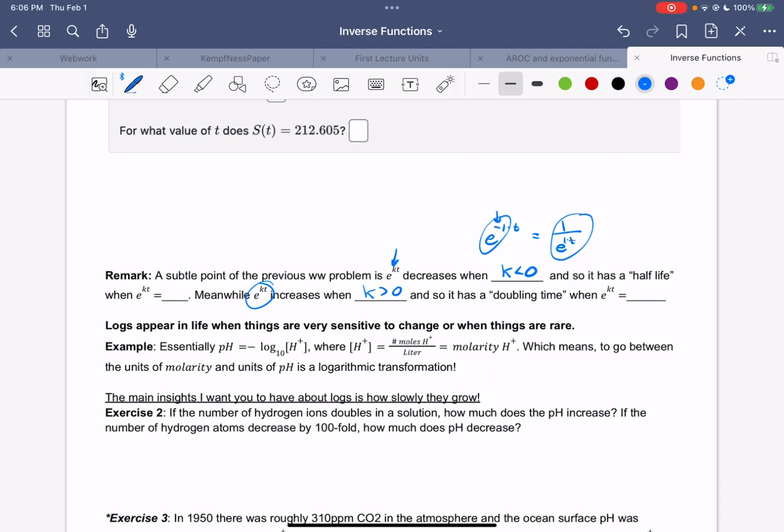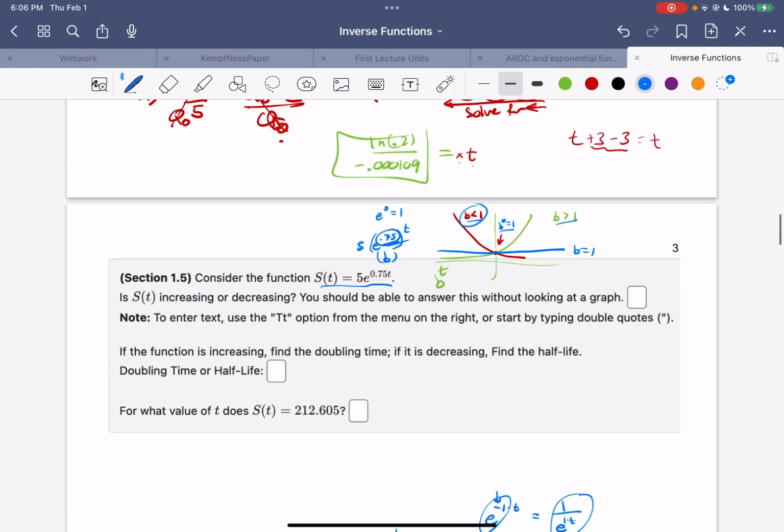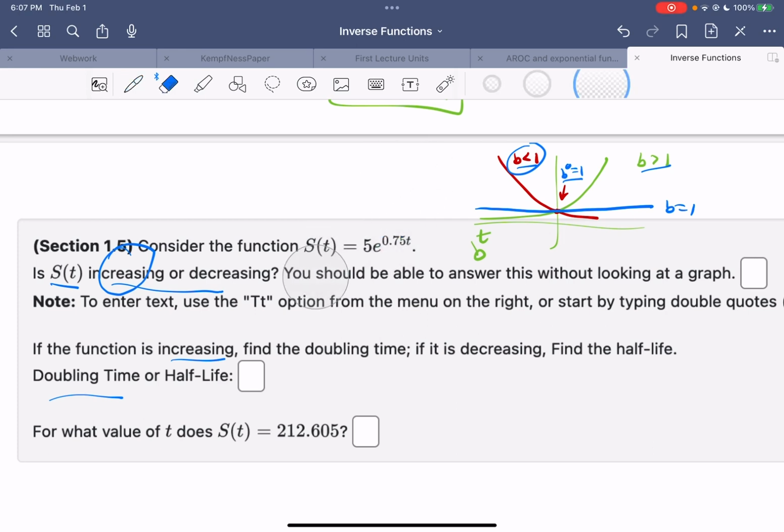So, there's this, asking how long does it take for this decreasing object to equal a half? That's called a half-life. Or how long does it take for this increasing object to equal 2? That's called a doubling time. So, we're over here. And this s of t function, they're curious, is it increasing or decreasing? So we look at this exponent here, and we say, well, gosh, that exponent is positive, so in fact, it's increasing, okay? And, all right, if the function is increasing, hey, it is. What's the doubling time? So, if you get lost on a test and you think, gosh, I don't know, doubling time, half-life, oh, I don't want to mess this up, don't sweat it, okay?